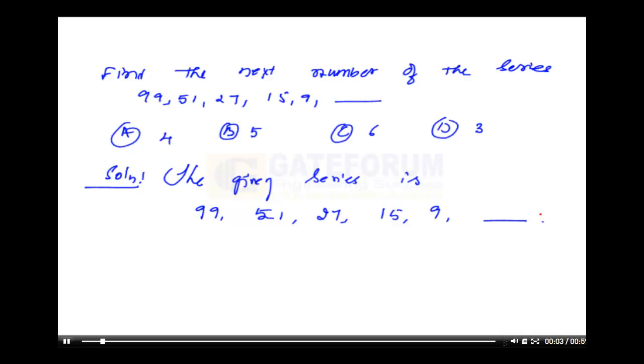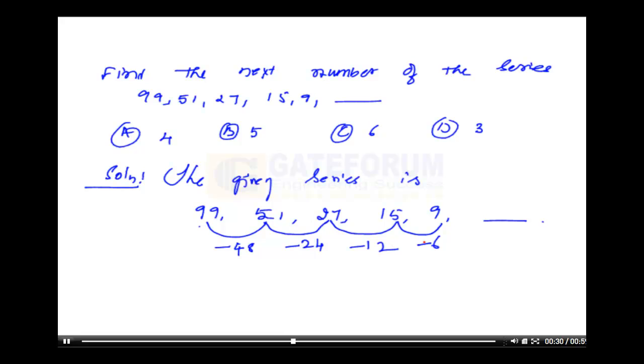We have to find the next number of the series. Now, the given series is 99, 51, 27, 15, 9. Now, let us look into the relation between the first two numbers. 99, next number is 51, so it is less by 48. Next, the difference between 51 and 27 is 24. And the difference between 27 and 15 is 12. Similarly, the difference between 15 and 9 is 6.